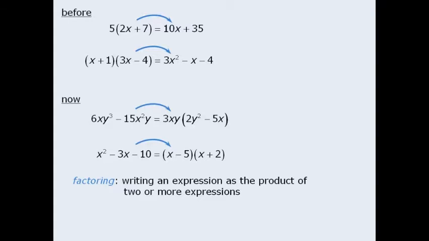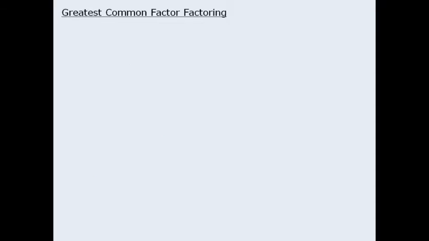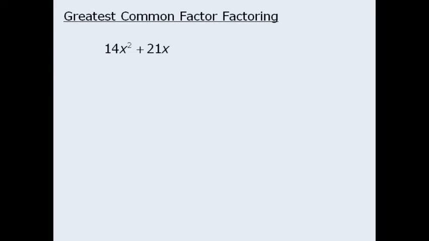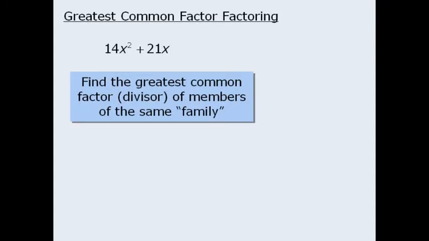Now we're going to study three primary types of factoring, the first of which is called greatest common factor or greatest common divisor factoring. Here's how it works. We first want to find the greatest common factor or greatest common divisor of all of the terms in an expression. To do this, we will examine members of the same family.